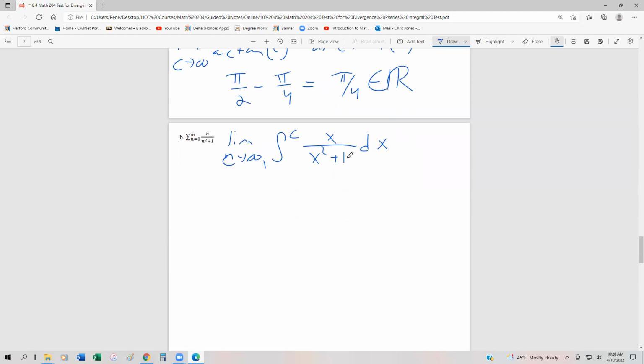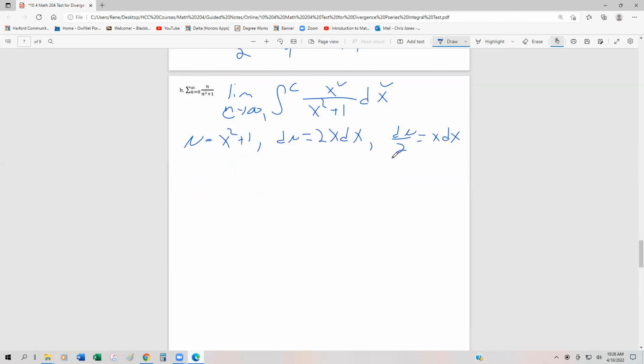For us to be able to evaluate this, this is a u substitution, okay? If you really wanted to, you could use a trig sub, but nobody really wants to use a trig sub. So we're going to have u equal to x squared plus 1. The derivative is going to be 2x dx. Okay, that's really close, right? We have x, we have dx, but we don't like that 2, so we're just going to divide. So du over 2 is x dx.